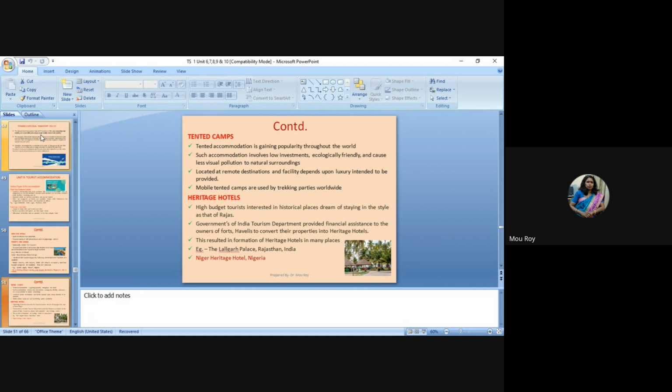And most of the palaces which are being converted into hotels are known as heritage hotels, and are largely located in Rajasthan, especially the forts, palaces and havelis. So you have the best of the best hotels in Rajasthan, you can say. And maximum tourist visits are in Rajasthan only.